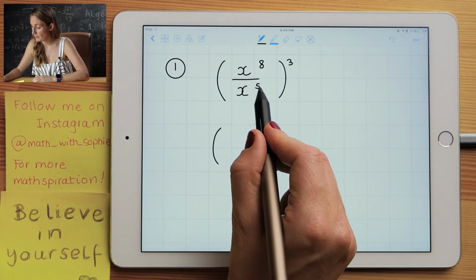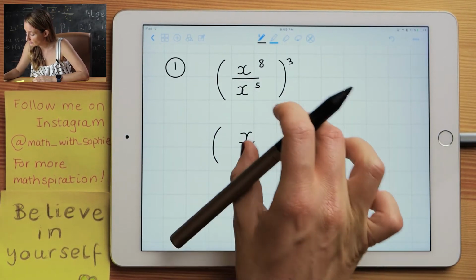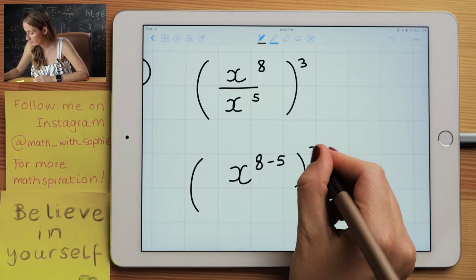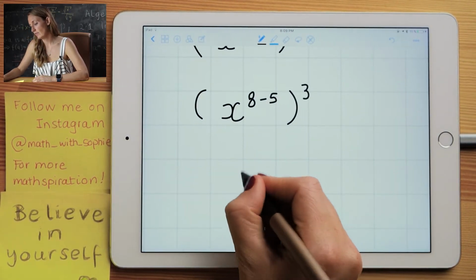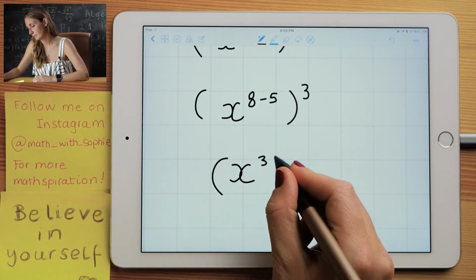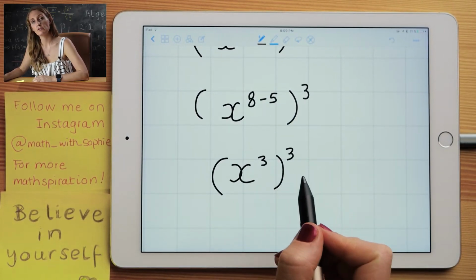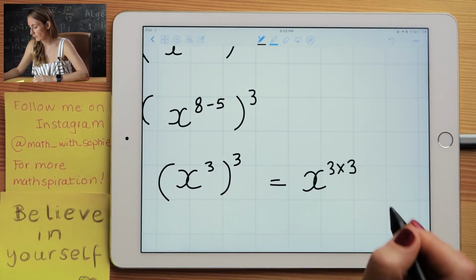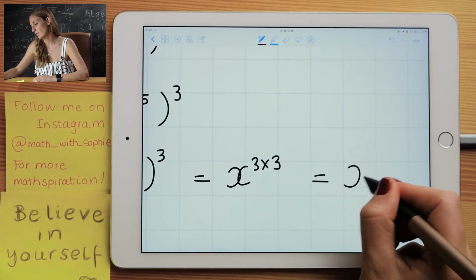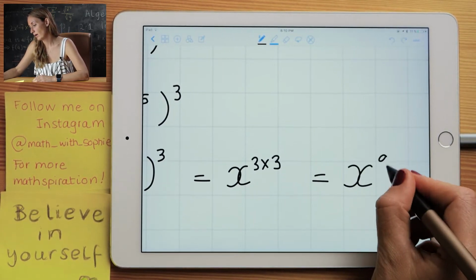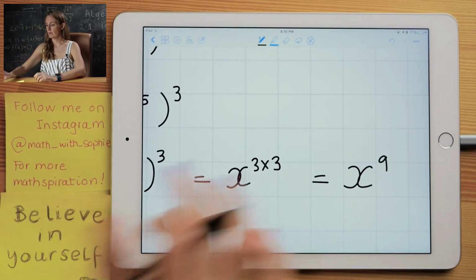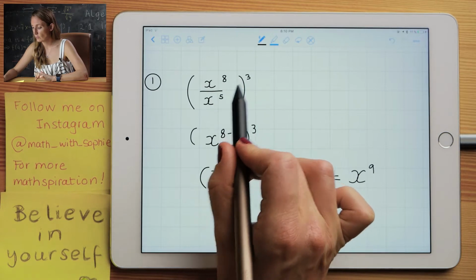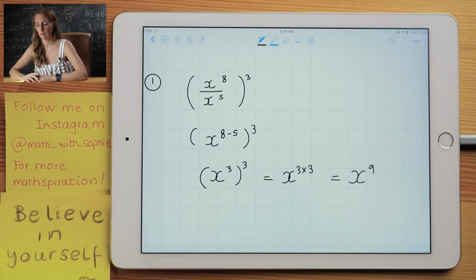x to the power of 8 divided by x to the power of 5, you want to subtract your powers. So 8 minus 5, all of that's going to be to the power 3. 8 minus 5 is 3. Now, when you have brackets, you need to multiply. So x to the 3 times by 3 gives you a final answer of x to the power of 9. And you're done. So inside the bracket first, work it as much as you can, and then times all of your powers with the outside number.